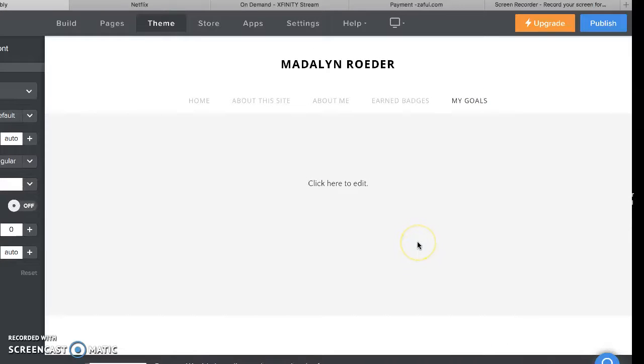On the last page, I'm supposed to have goals and there's no goals here.